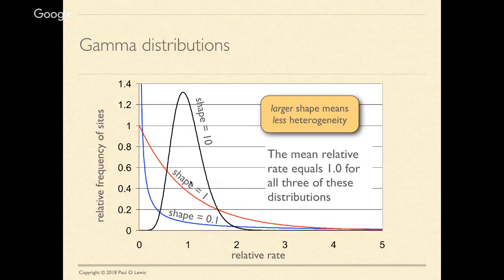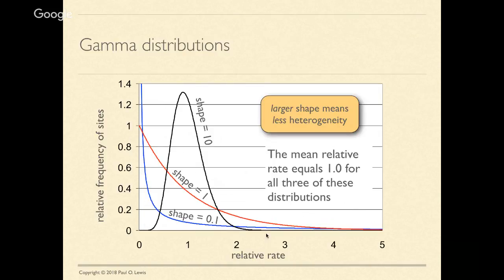But if you make the shape parameter 1 or less than 1, you can change the shape of this gamma density considerably. And if you make it a lot less than 1, then what you end up with is a case where most of the sites are evolving very slowly, so the density is very high here.